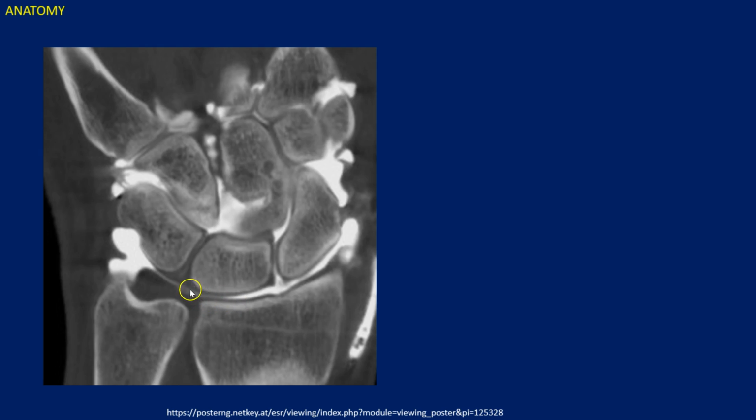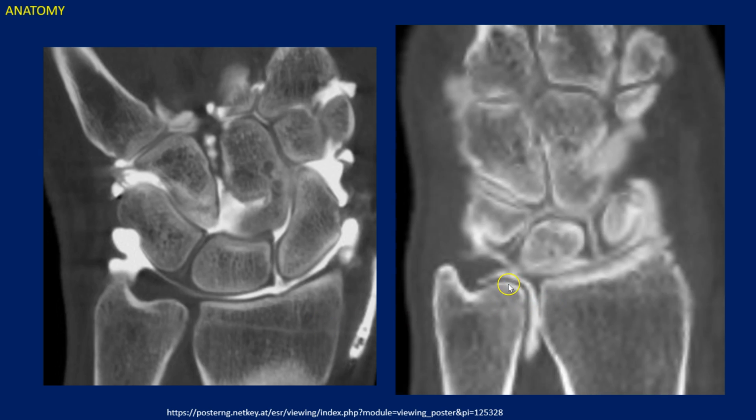tear. However, note the intact triangular fibrocartilage complex right here, spanning from the fovea of the ulna over to the radius. This anatomy is intact. We know this because the contrast, which is this bright stuff here, is not leaking through, collecting in the distal radio-ulnar joint. Compare that to a torn triangular fibrocartilage complex, where you have contrast from the proximal carpal row extending through a tear in the triangular fibrocartilage complex, collecting distally and reposing in the distal radio-ulnar joint.